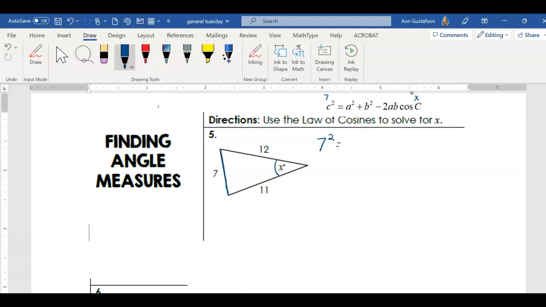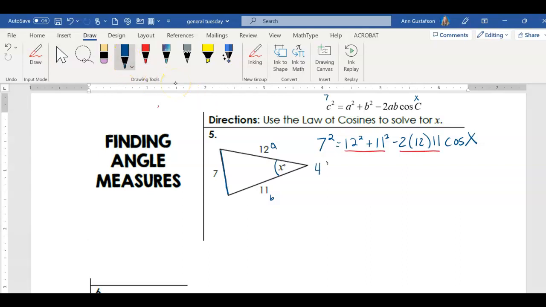So this one starts out different. So I get 7 squared and then my 12 and my 11 become my A and my B. So I get 12 squared plus 11 squared minus 2 times 12 times 11 times the cosine, and now we don't know the angle measure. So this is going to be done a little differently. Because of our order of operations, we need to simplify this chunk and this chunk.